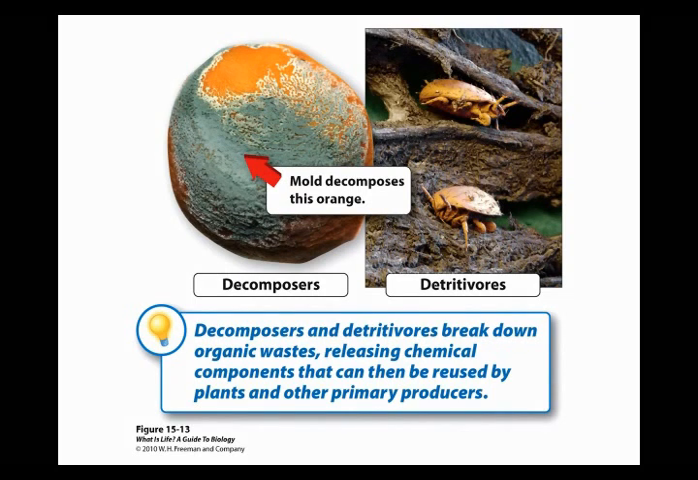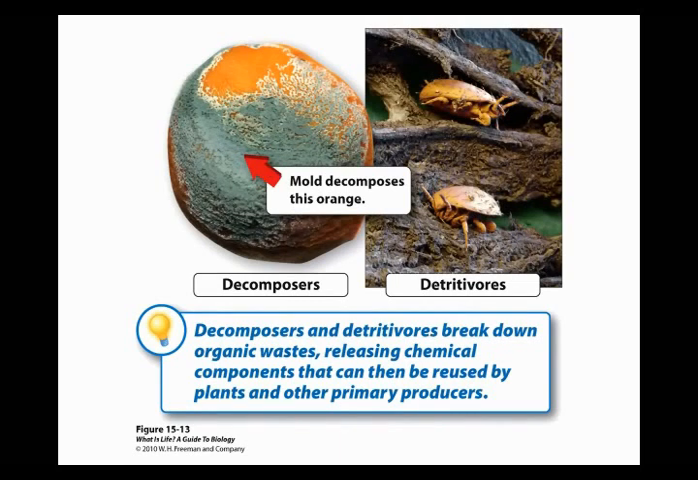So we have another part of the food chain that we didn't talk about, which is the decomposers or the detritivores. So a decomposer and a detritivore break down organic waste, releasing chemical components that can then be reused by plants and other primary producers. So something out there has to break down all of the dead stuff that's out there.